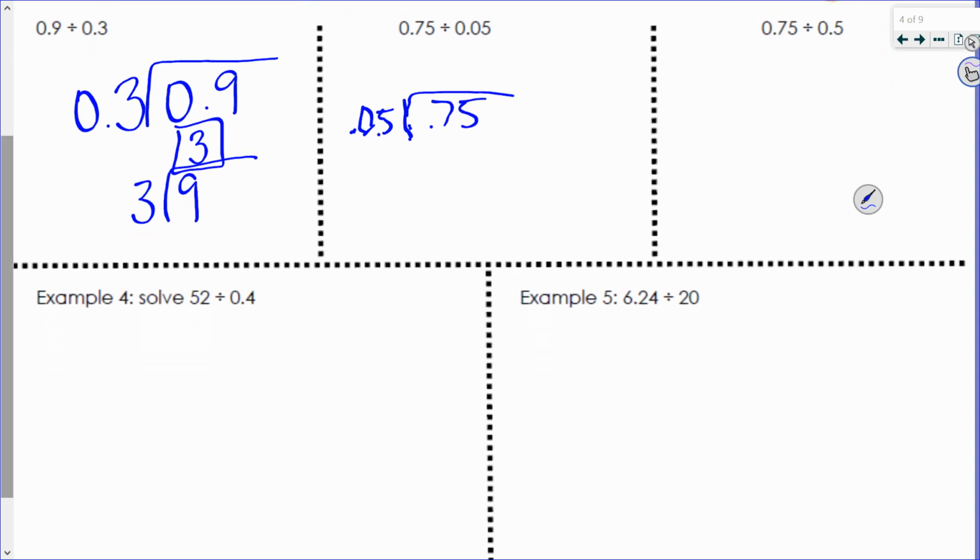5 hundredths, guys. How many decimals do I need to move? 2. 2, right? Can I move 2 on the outside without touching the inside? No. Anything I do on the outside, I've got to mirror it on the inside. So if I do 2 on the outside, how many am I going to do on the inside? 2. 5 goes into 7 once. Goes into 25 5 times.